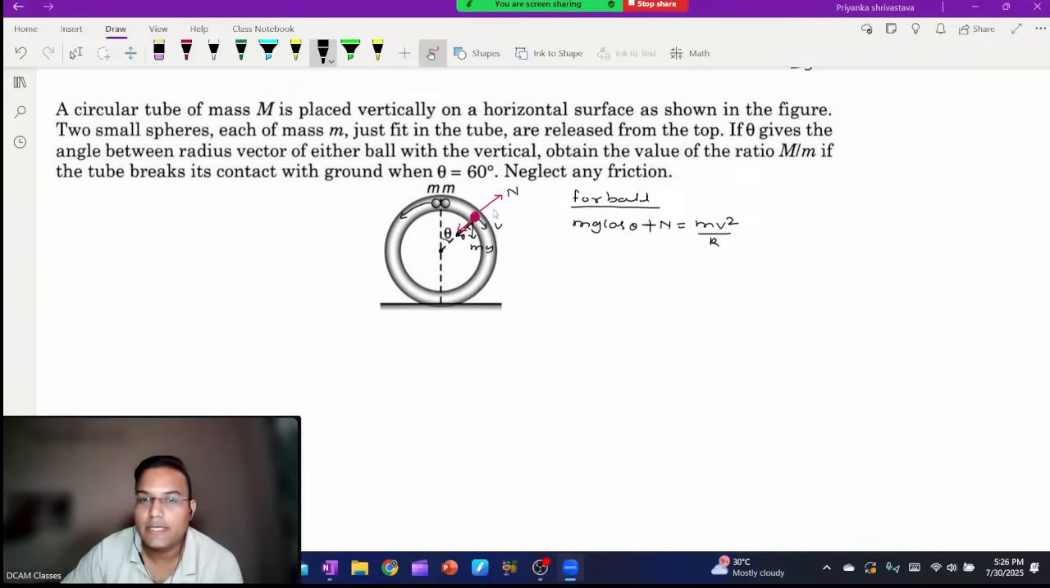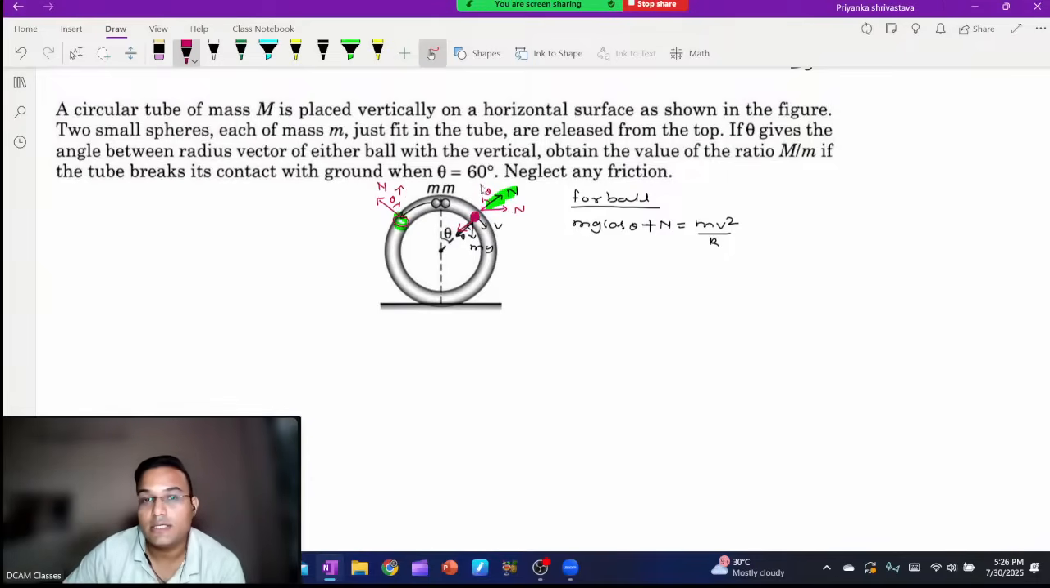When will it lose contact? See, on the tube there is one force, the normal reaction due to the ball, and similarly the other ball will be here, at the same position on the left side. On this, due to this ball also, there will be a normal reaction force in this direction. Now if you take its component, this angle will be theta, and this will again be theta.